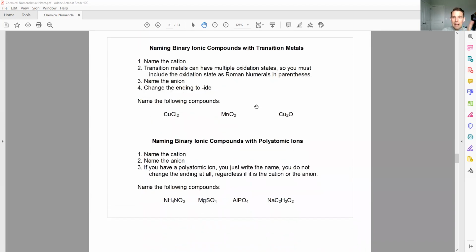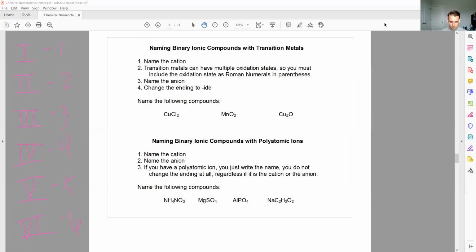Okay, so naming ionic compounds with transition metals. So name the cation, simple. Transition metals have multiple oxidation states, so you must include the oxidation state as Roman numerals in parentheses. Name the anion and change the ending to IDE. First off, Roman numerals. 1 through 6 will probably do it for you. In case you don't know, 1, 2, 3, IV is 4, V is 5, VI is 6. So those are your Roman numerals.